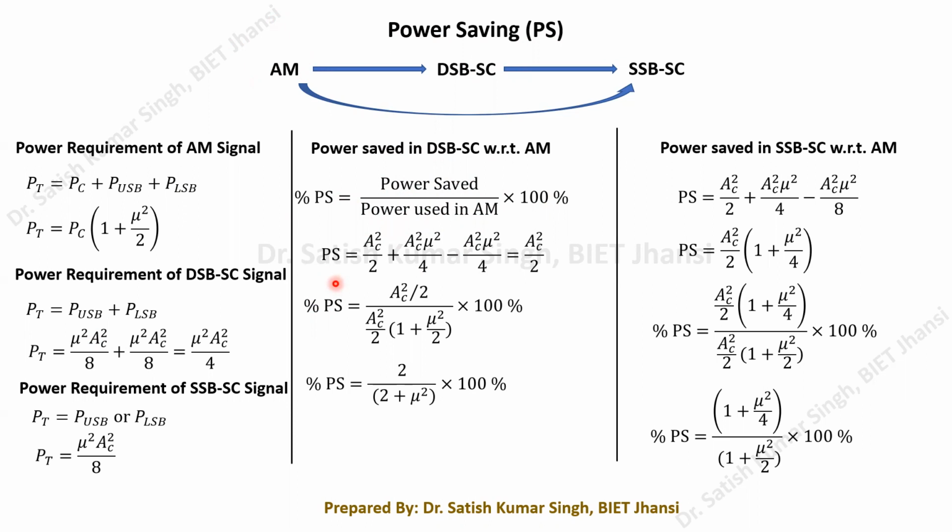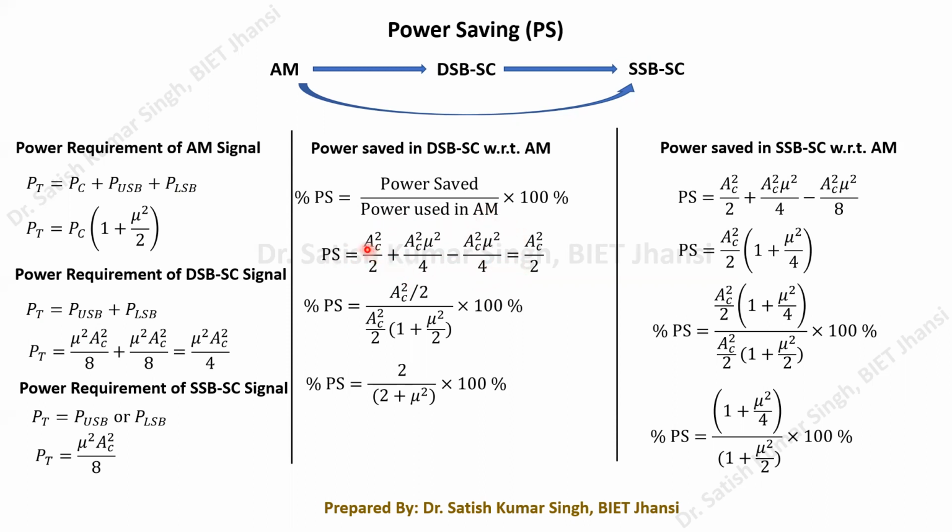Basically, how much power we have used in the DSBSC case and the AM case. So AC square by 2 plus AC square mu square by 4 represents the power of the AM. We know that AM is occupying the maximum power. So this is the power of the AM signal minus the power of the DSBSC case. That will be our saving of power: the power requirement in the AM modulation case minus the power requirement of the DSBSC case.